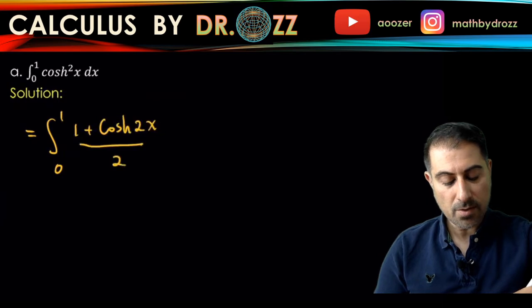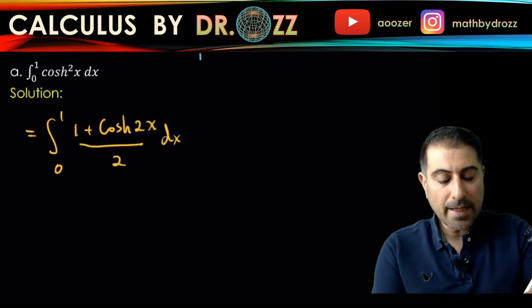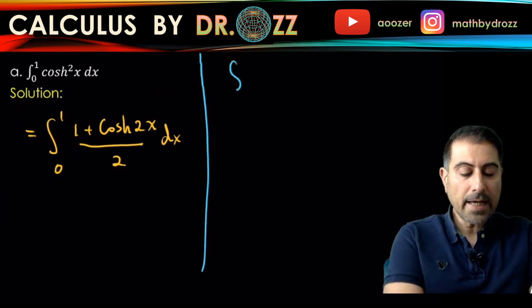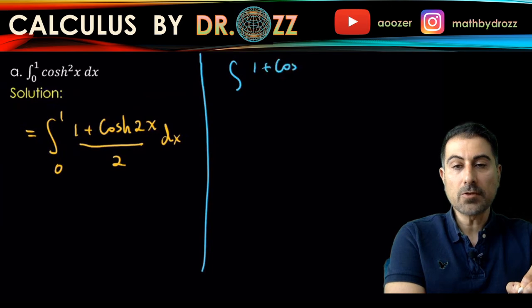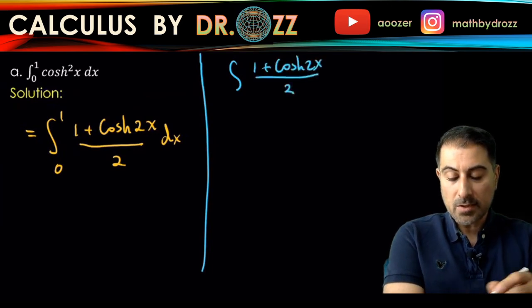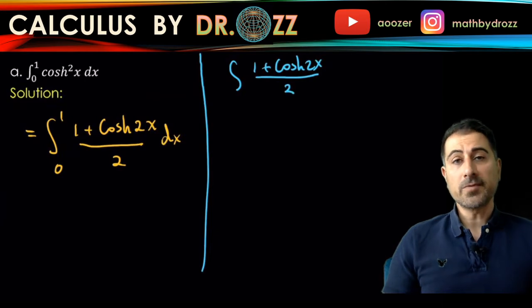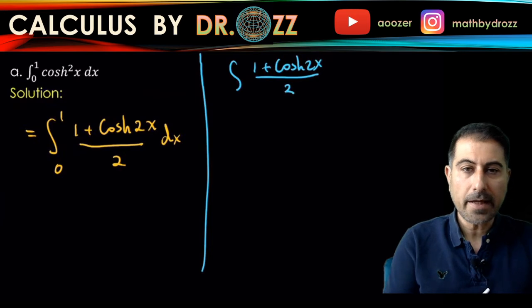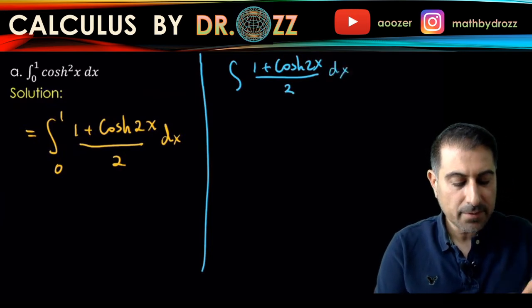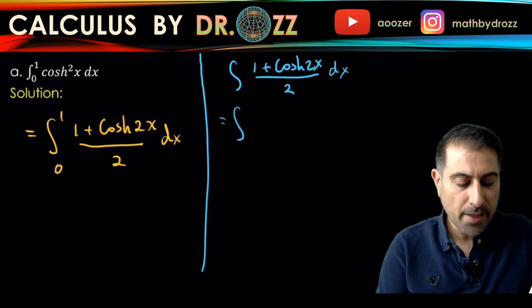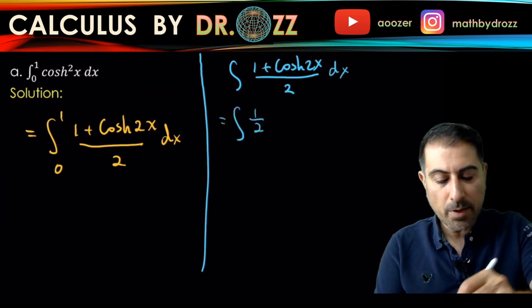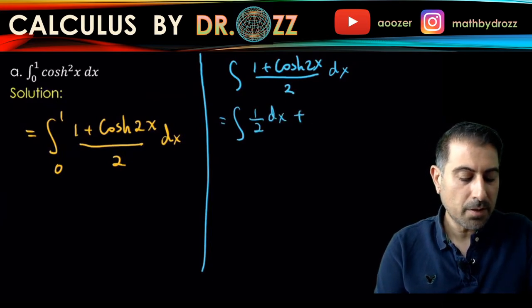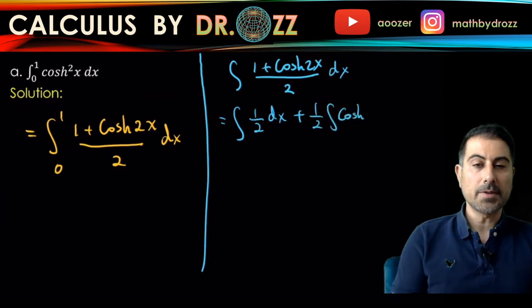As I always do, first I'm going to attack the indefinite integral version of this. Once I have the result, I'm going to use it towards evaluating this definite integral by using the fundamental theorem of calculus. Let me put the dx back here. So this is two integrals. One is an easier one, 1/2 dx, and the other one is 1/2 times the integral of cosine hyperbolic 2x dx. Let me put that in parentheses.